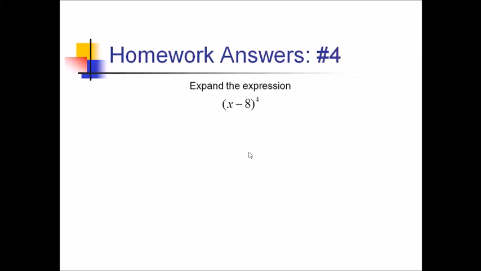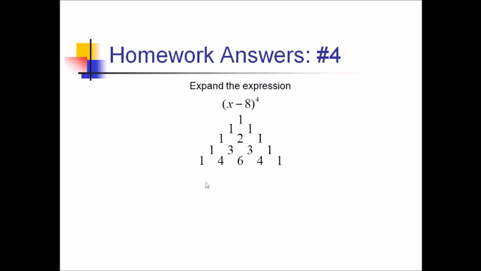For number 4, we're trying to expand x minus 8 to the 4th power, so we'll need 4 rows of Pascal's triangle. Here's row 0, row 1. Row 2, we've got 1, 2, 1. Row 3, that's 1, 3, 3, 1. Row 4, we've got 1, 4, 6, 4, 1. And let's write out the formula using those as our coefficients now.